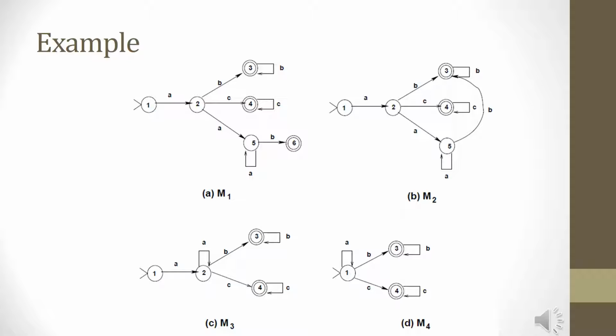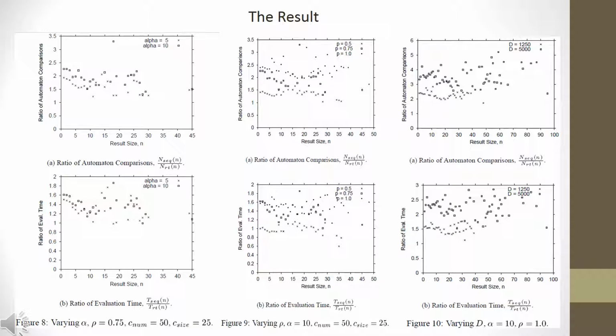In the next iteration, states 2 and 5 are merged to yield automaton M3 in figure 7c, whose language is AA star, BB star, or CC star. And in the final iteration, states 1 and 2 are merged, and the final automaton M4 in figure 7d containing 3 states is retained by the algorithm. The language of M4 is A star, BB star, or CC star.